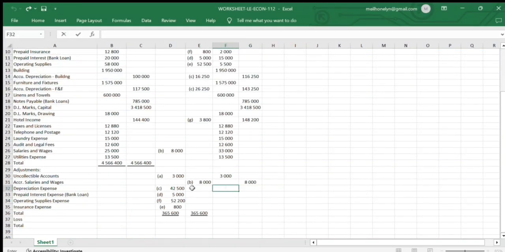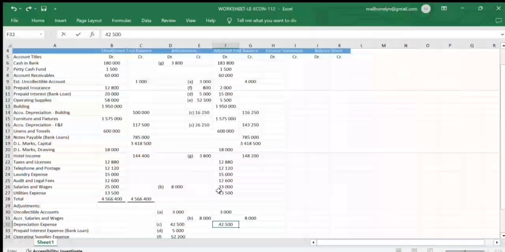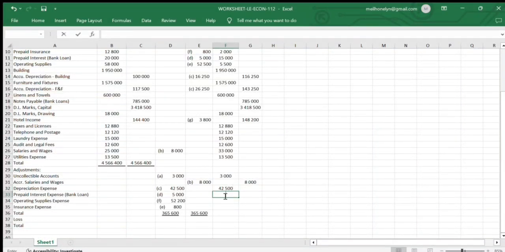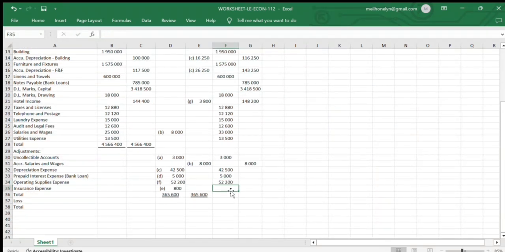Next one, for the depreciation expense, it will be plotted on the debit side of the adjusted trial balance. So 42,500. The next one would be the prepaid interest expense bank loan. It will also be plotted on the debit side. Next would be the operating supplies, also on the debit side. And the last one is the insurance expense, which is worth 800.